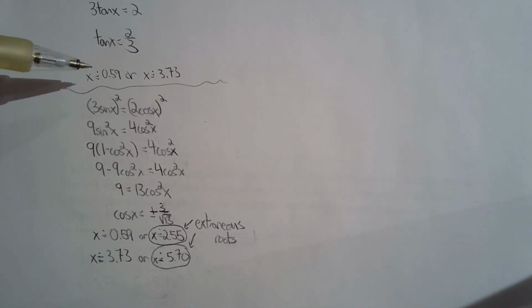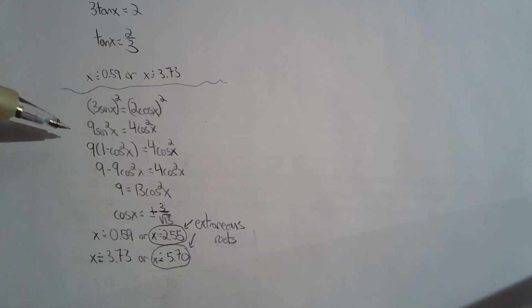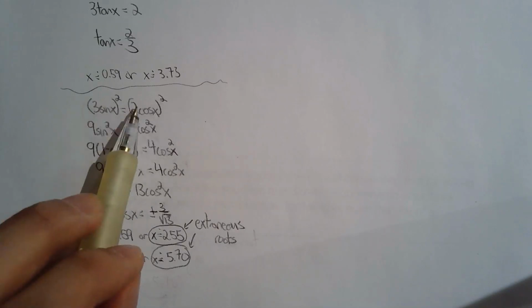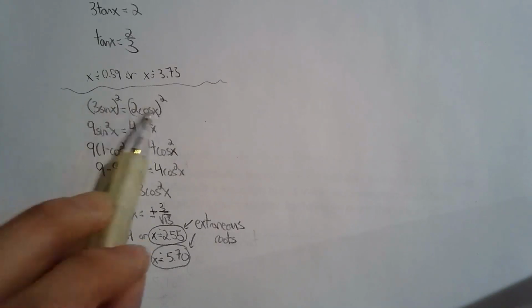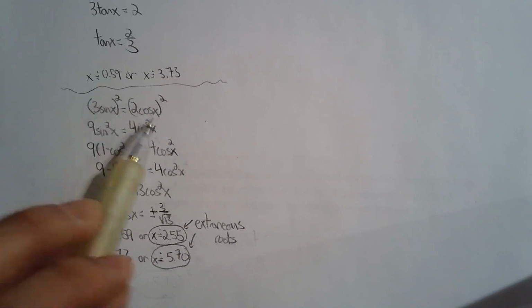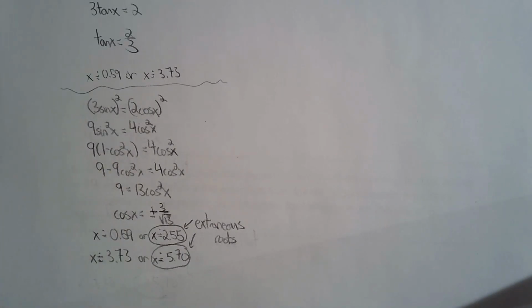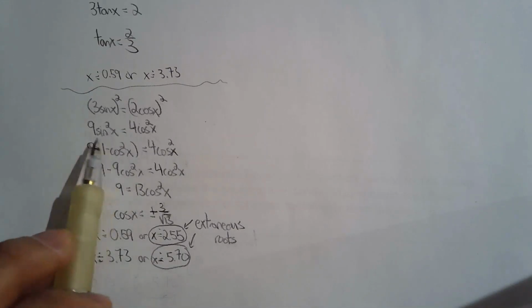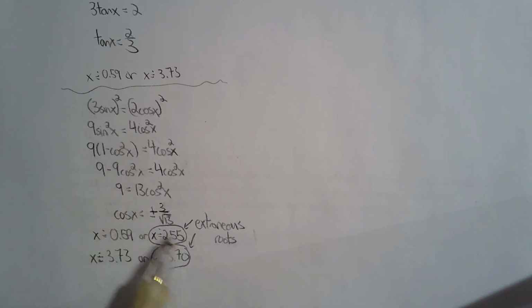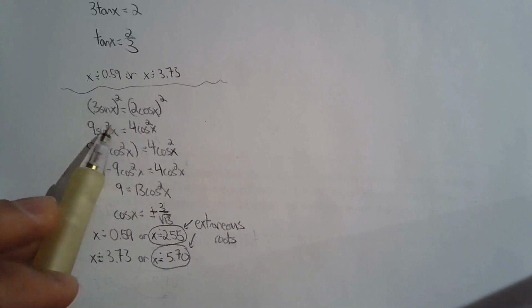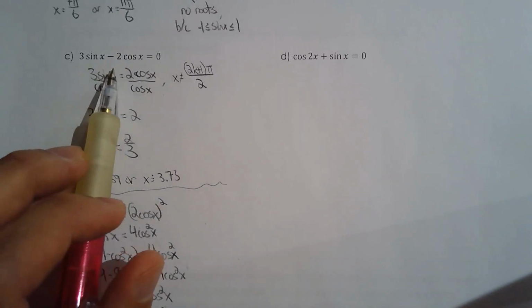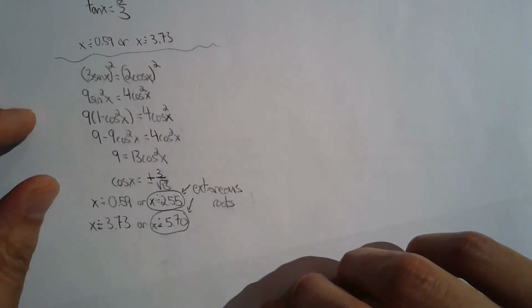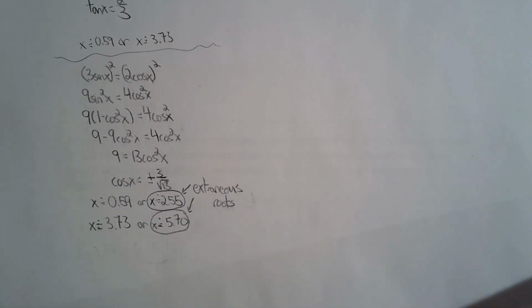So we should really ask ourselves, where did we introduce these extraneous roots? And the answer is right here. When we squared the left side and the right side, we introduced 2 roots to the equation, which aren't really roots. If the question began as 9 sine squared x equals 4 cos squared x, beautiful. These are absolutely acceptable. But that wasn't the question to begin with. The question to begin with was 3 sine x minus 2 cos x. When you square both sides, you have to be very careful because you may be introducing solutions which aren't really solutions. So it's always a good idea to check your solutions.